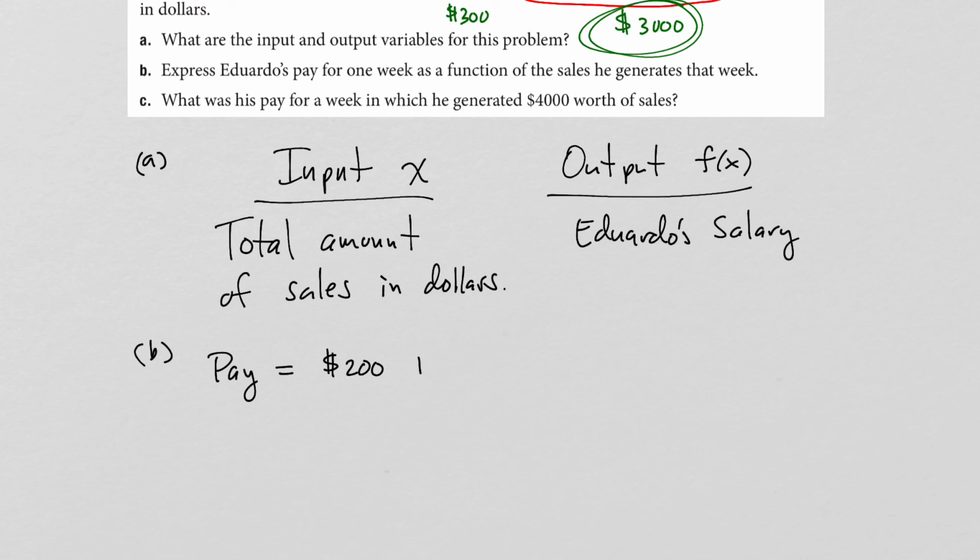But on top of that, he also gets 10%, which is 0.10, multiplied by the amount of sales that he generates. So if X is the total amount of sales in dollars, he gets 10% times X, and that gets added to his $200. So as a function, we could say f of X is equal to 200 plus 0.10 times X. And then we would just understand that this is in dollars.